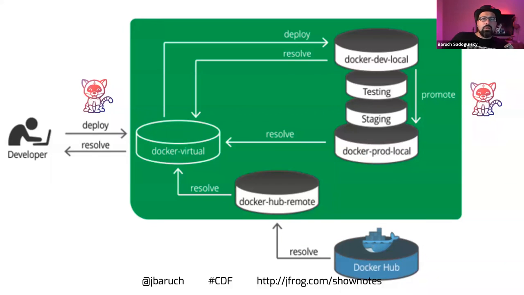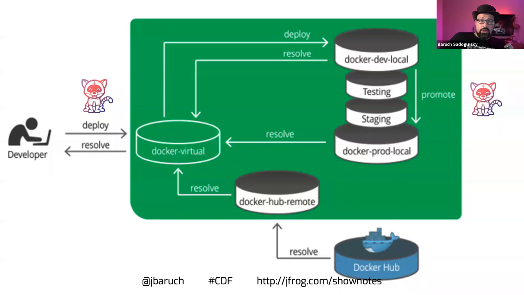This is an example of JFrog Container Registry. JFrog Container Registry is an absolutely free tool for you to use, and it actually implements the exact promotion pattern that we spoke about. You can see here on the right side multiple Docker registries: Docker dev local, testing, staging, Docker prod local. All those are different Docker registries. You can also see we have a different type of registry, the remote, for proxying Docker Hub.